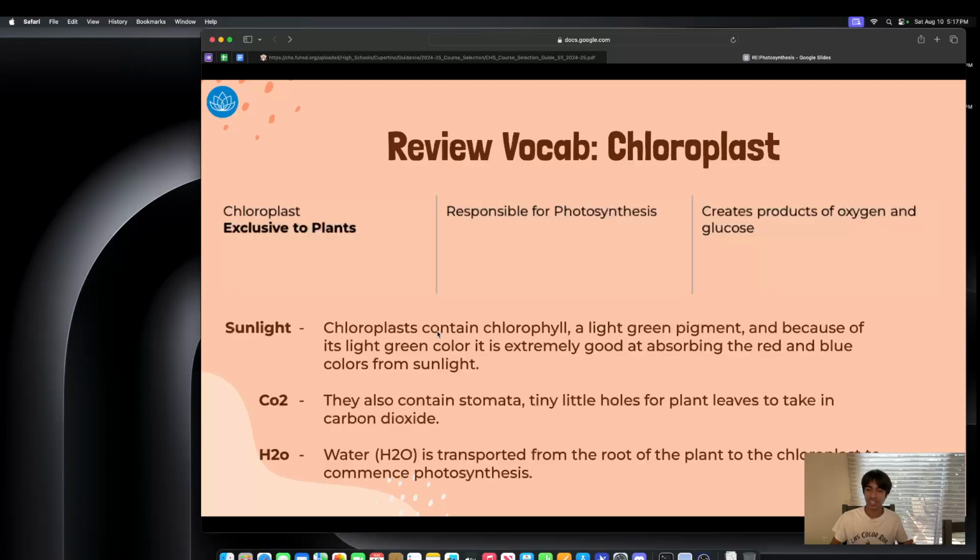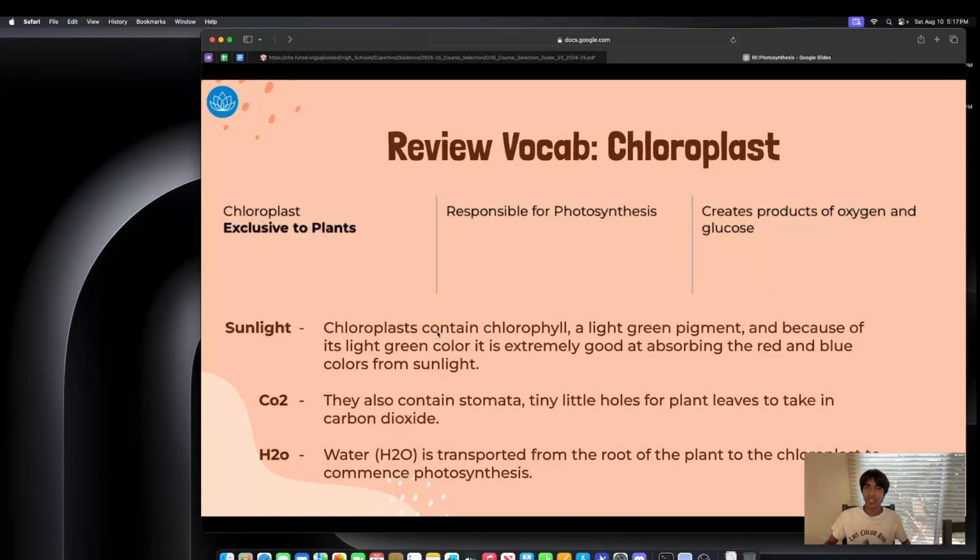And thus, because it's like the opposite of these colors, it can do a lot of stuff and absorb a lot of sunlight for the plant. So remember that the light green color is best at taking sunlight. And then carbon dioxide, so plants contain stomata, which are tiny little holes for plant leaves to take in carbon dioxide. And then H2O, or water, is transported from the root of the plant to the chloroplast to commence photosynthesis. So that's why plants have roots, and the roots go searching far and wide for water.